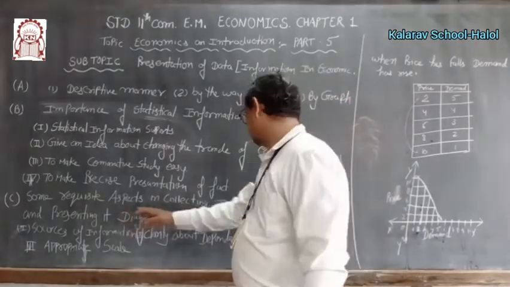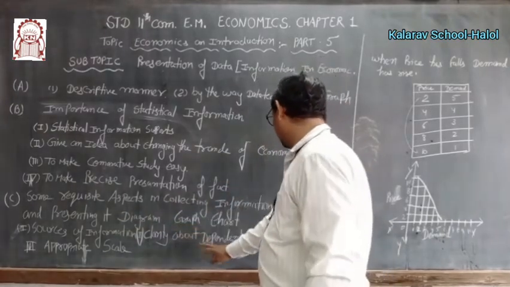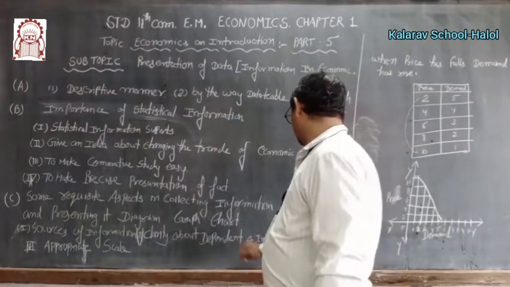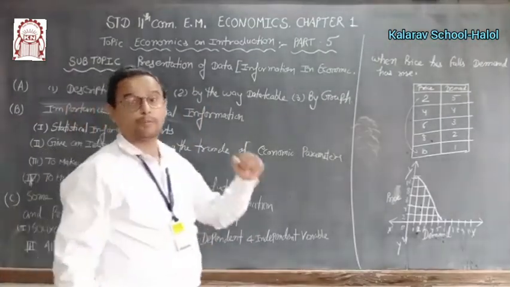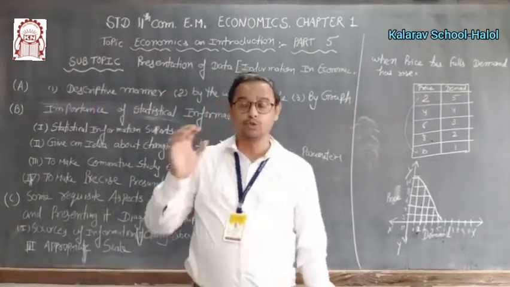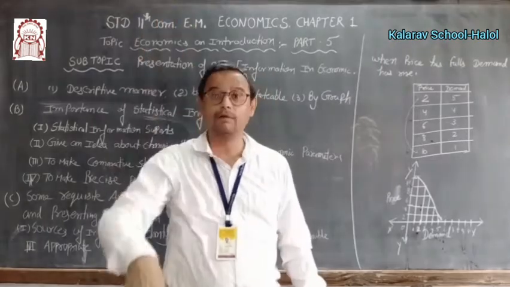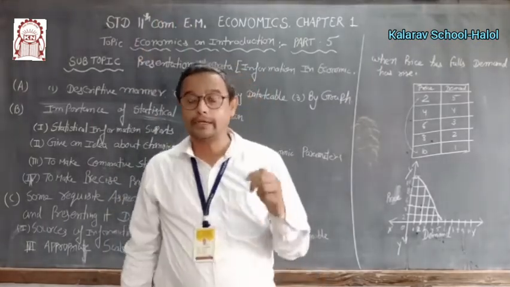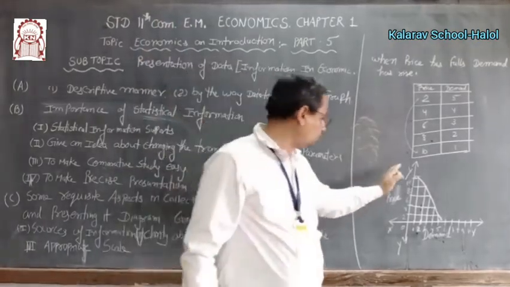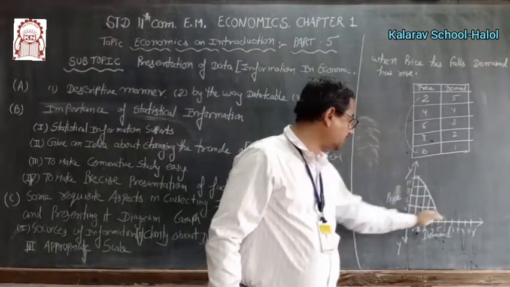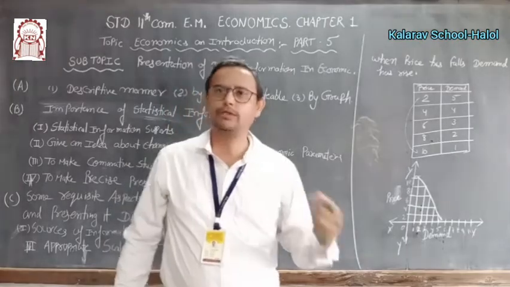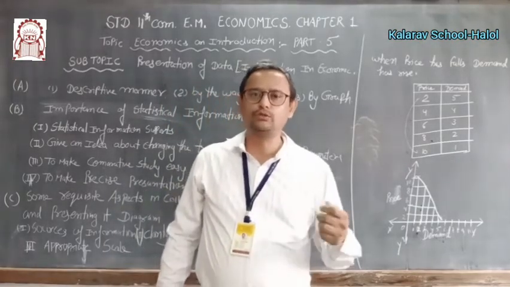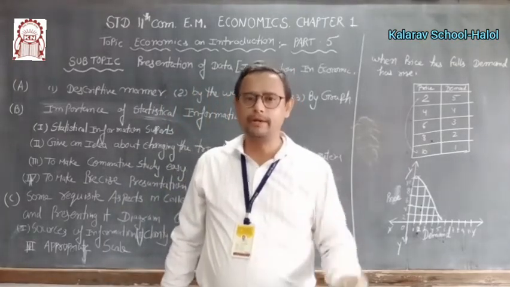Next one, second, clarity about the dependent and independent variable. This is the most important thing. When you draw any graph or any data, at that time you know very well we use the two axes. One is the y-axis, second is the x-axis. So which one we have to show in which axis? Okay, so which one is dependent and which one is independent?